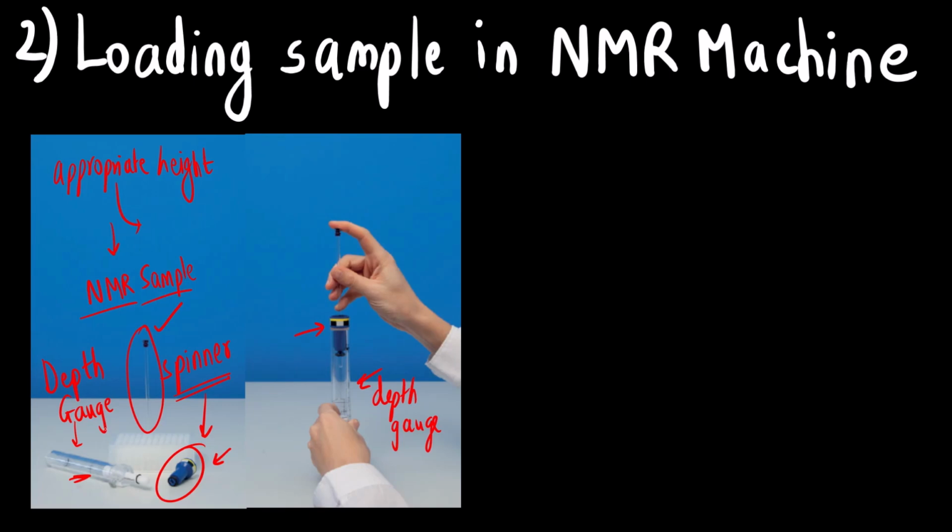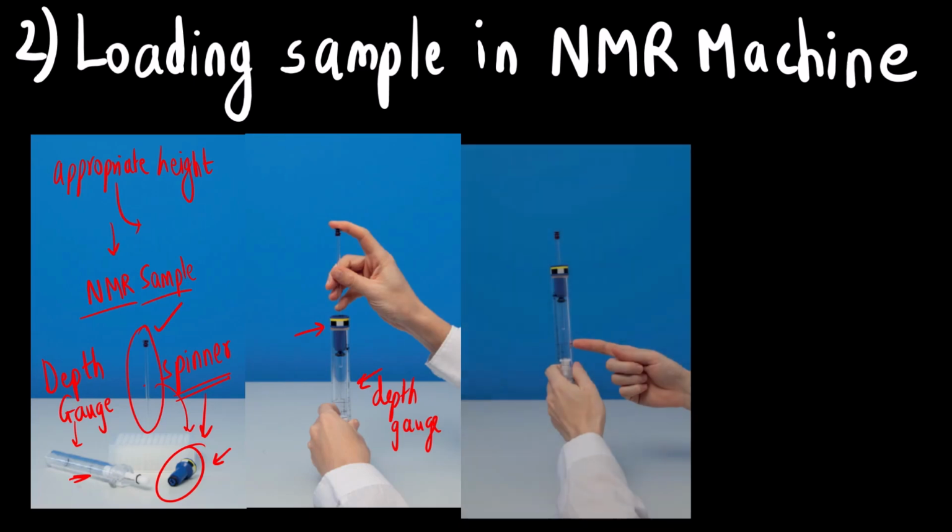First you take the NMR tube, put it into the spinner, and then with the help of the spinner, you insert your tube into the depth gauge so that a certain height of the compound is filled. It should not be too low, and it should not be too high, otherwise the scanning or the shimming will not be proper. All these terms we'll learn in the next video.